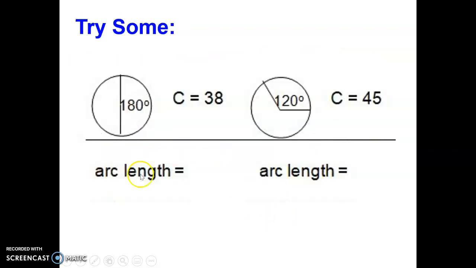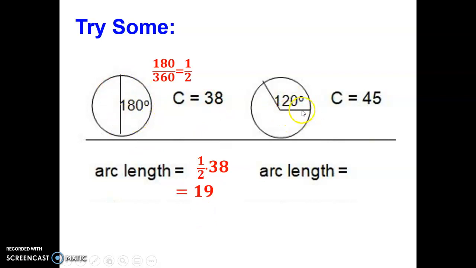Let's try another one. Here we have another circle, and again, I've put a diameter in, and the angle represented here is 180. It tells us our circumference is 38. Therefore, how long is the arc in this one? Again, the calculation we're going to do is 180 out of 360. So we know again that we have half. The arc represents half the distance around the circle. So half of 38 is 19. Again, just like the last one, pretty obvious.